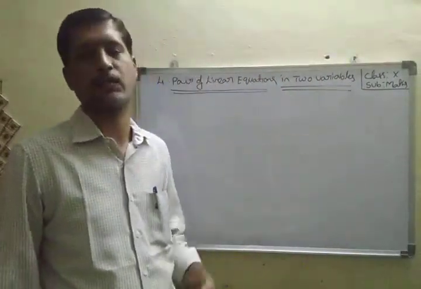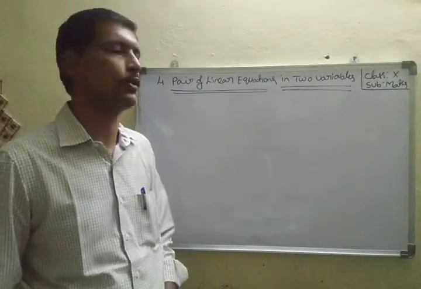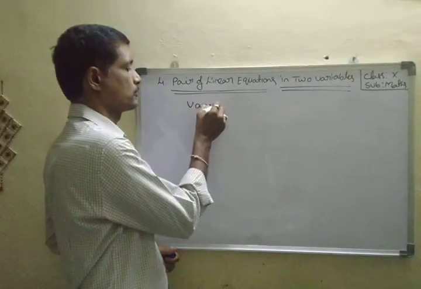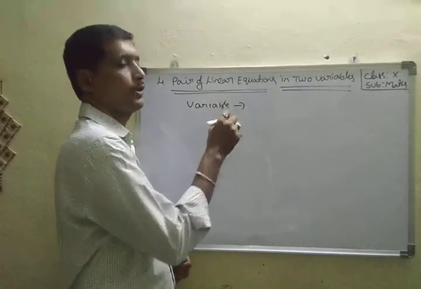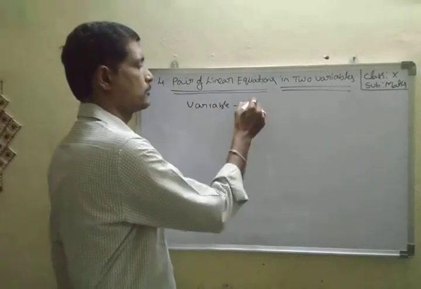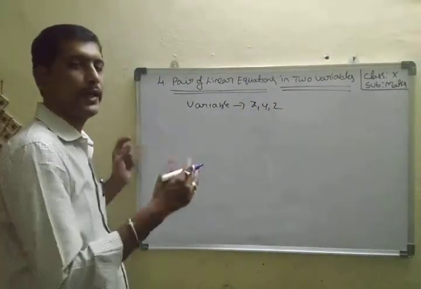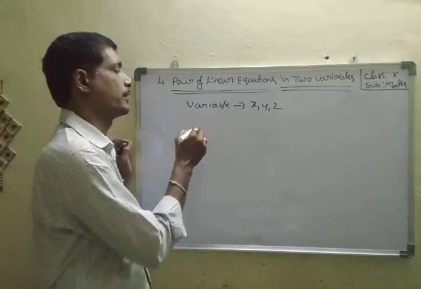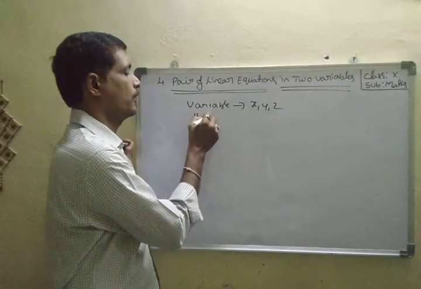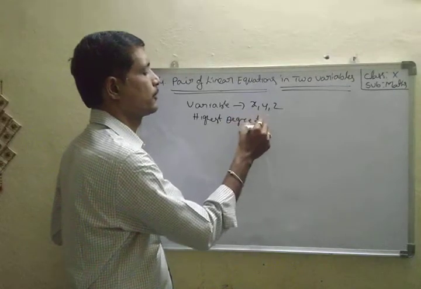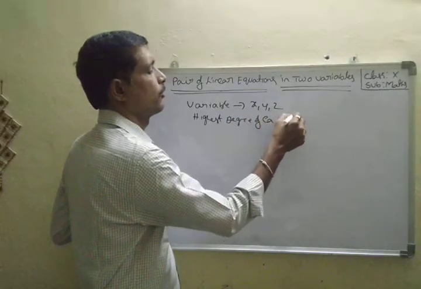What is a linear equation? What is a variable? What is a constant? Variable means that the value always changes. Generally, we use x, y, z, English alphabets. Therefore, a linear equation means the highest exponent or highest degree of the variable, the degree of the equation, is 1.